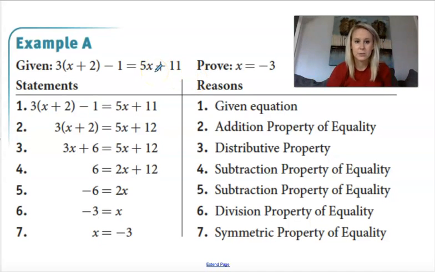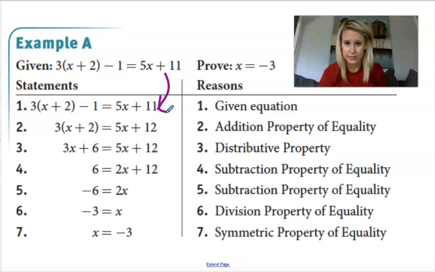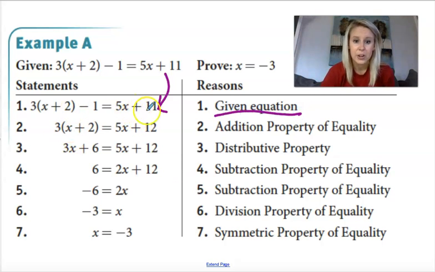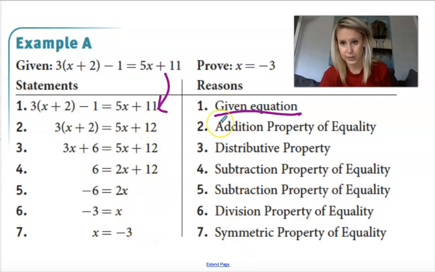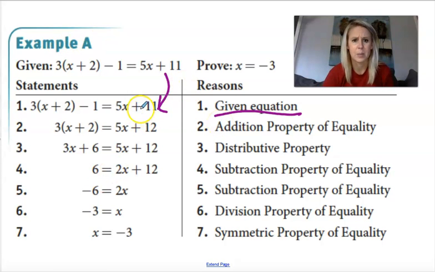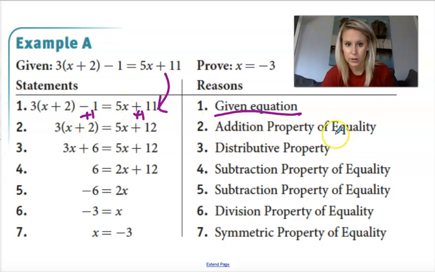Okay, so some things to realize, this given always goes first. Always, always, always, okay? And the reason is always gonna be it's a given equation. They gave it to you. And then from there, you're going to work through the problem, solving the equation, but then you have to justify why you're doing it. So for example, from step 1 to step 2, I see this went away, right? That was the only thing that was different from here to here. So they probably added 1 to both sides, and that's why they got the addition property of equality. And that checks out because 11 plus 1 is 12.